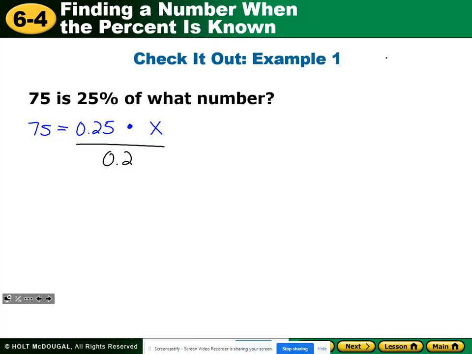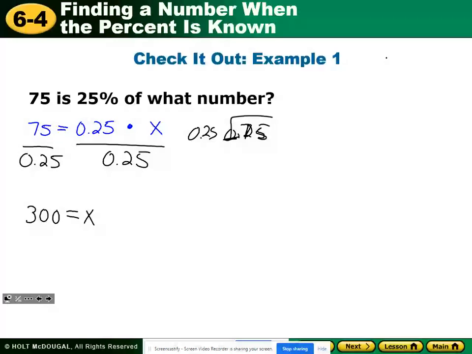Wonderful job, sir. 75 divided by 0.25. And I think I'm going to get 300 as my answer. So 0.25, no, I did it backwards. 75 divided by 0.25. That's 300. All right. Isn't 25% 1/4? 75, 150, 225, 300. Does that make sense, that it's 4 times bigger than 75?